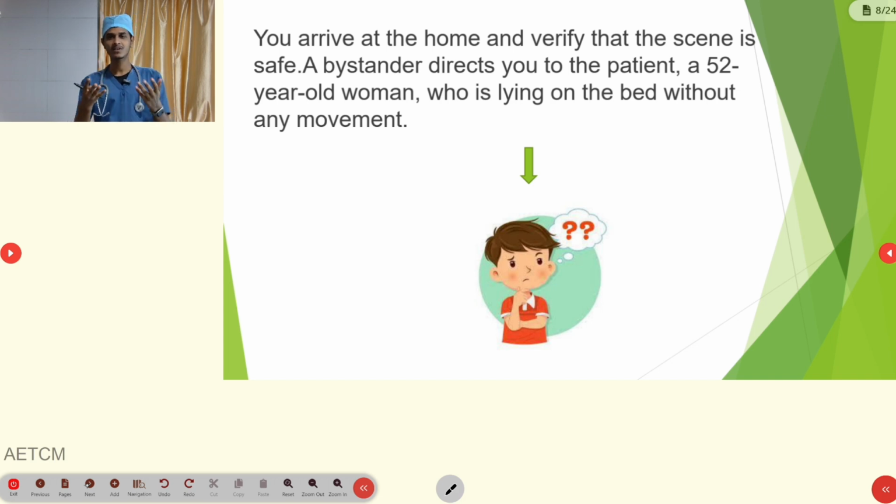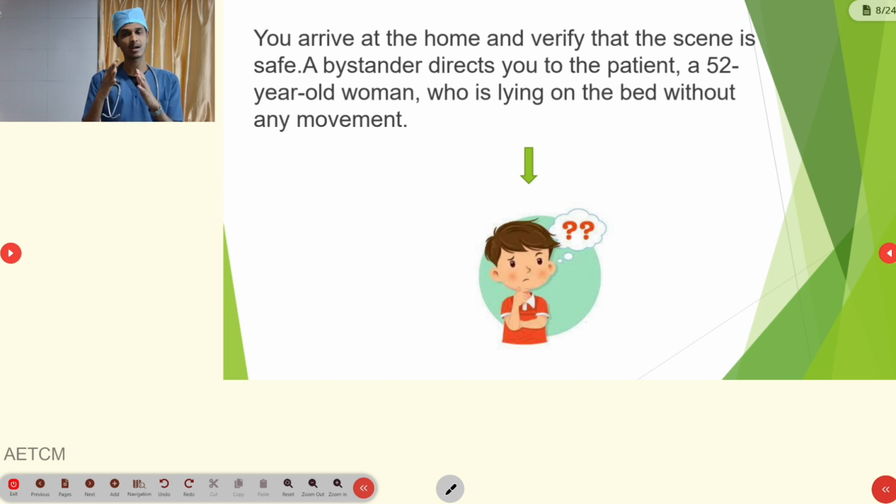So ideally, once you find the person in a still state, you have to go and check the response of the person, by tapping and then shouting. If the person is not responding, then as the next step you have to check the pulse and the respiratory movement. If both are present, then immediately you have to check the glucose level, right? So hypoglycemia itself we discussed. It is an easily resolvable thing.